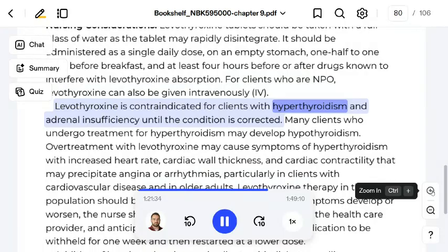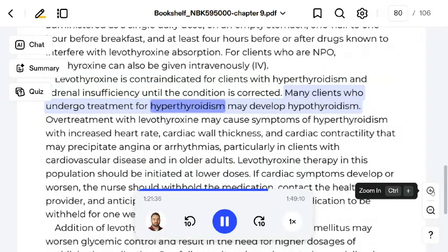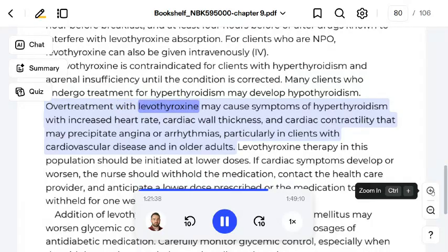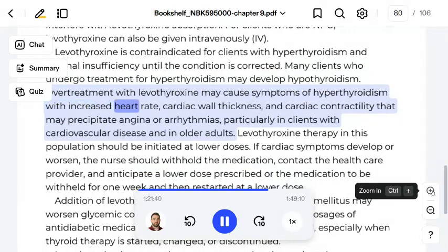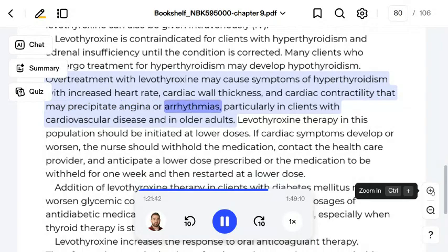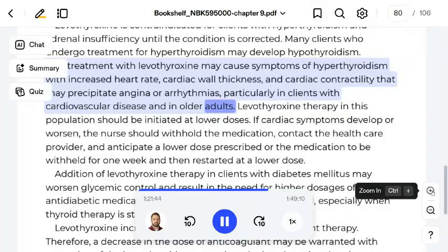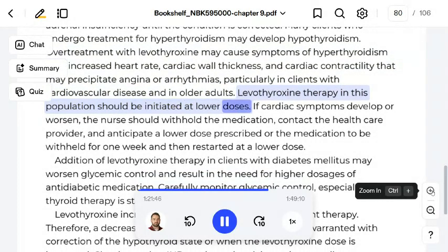hyperthyroidism and adrenal insufficiency until the condition is corrected. Many clients who undergo treatment for hyperthyroidism may develop hypothyroidism. Overtreatment with levothyroxine may cause symptoms of hyperthyroidism with increased heart rate, cardiac wall thickness, and cardiac contractility that may precipitate angina or arrhythmias, particularly in clients with cardiovascular disease and in older adults. Levothyroxine therapy in this population should be initiated at lower doses.